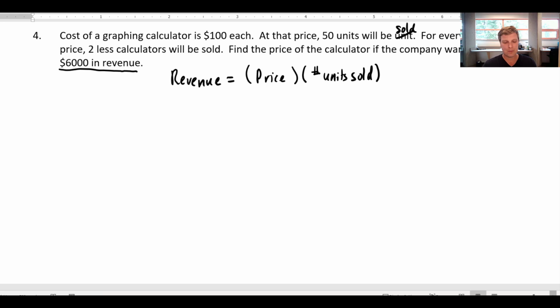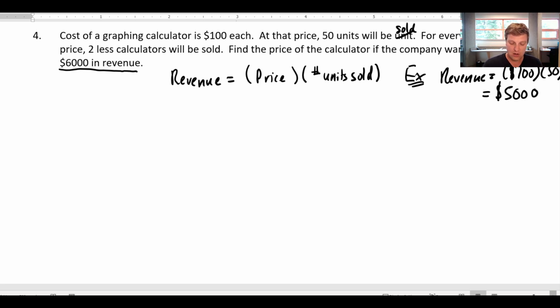Right? Like, for example, right now they're selling them for $100 each. So for $100 each, the revenue is going to be $100 times the 50 units that they sell, which gives them $5,000 in revenue. But they're hoping to make $6,000. So obviously this isn't the case. This isn't going to do that. They're going to have to charge more.